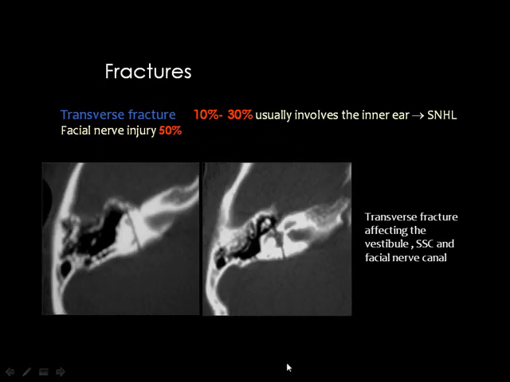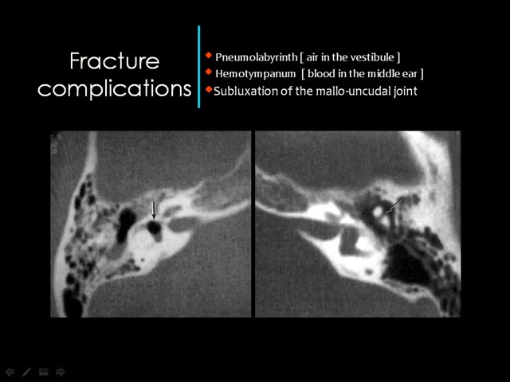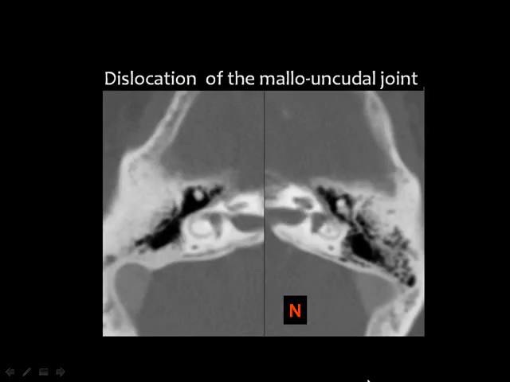Then this is an example of a transverse fracture crossing the longitudinal axis of the petrous bone, and you can see the fracture is affecting the vestibule as well as the superior semicircular canal. Then some of the complications of the fractures can be seen by CT like this, where you can see that the incudomalleal joint is slightly widened, what we call the subluxation of the incudomalleal joint. And here you can see an air dot in the vestibule representing pneumolabyrinth. In the middle ear cavity you can see fluid, which is hemotympanum due to blood in the middle ear cavity.